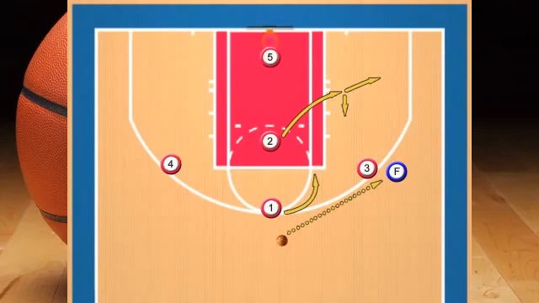The 1-3-1 instead cuts off normal passing lanes and forces the offensive team to throw lob passes over the defense, pass low bounce passes around the defense, or attack off the dribble. This gives the defensive team plenty of opportunities to read the pass and get deflections or steals.